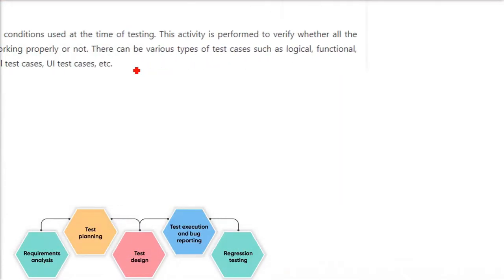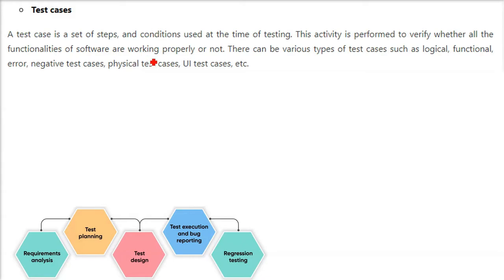The test cases. So test cases are the final, test strategy, then test plan, then test cases. So the test cases, you can say these are the steps and conditions used at the time of testing. So here we want to check all the requirement specifications, all the use cases, or you can say all the functionalities, whether the software is working fine or not.